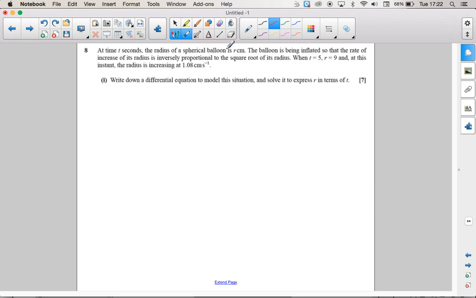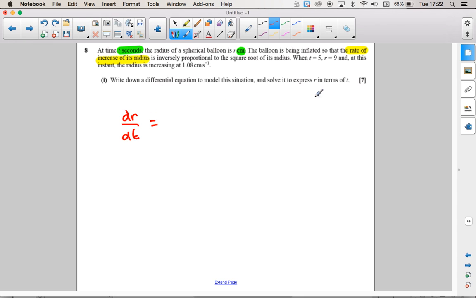Okay, question 8 is our wordy differential equations question. We've got to pick out the right words that are going to help us form a differential equation. So we're in seconds, which might be important later, and centimetres. But this is the bit I'm looking for, the rate of increase in radius. So straight away I can write the change in radius over time, dr by dt, is inversely proportional.